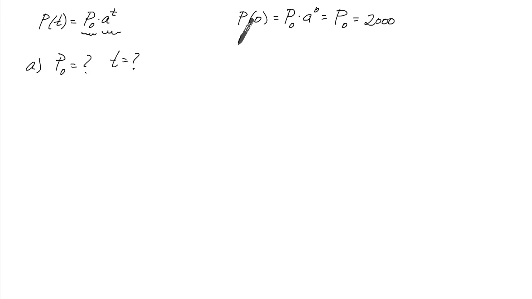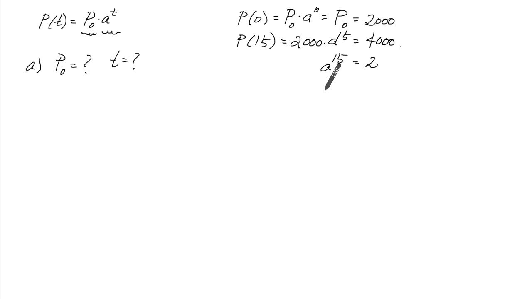And after 15 minutes, we're told that there are 4,000 algae. So that's going to be P0 times a to the power of t, and t should be 15 minutes. Using this equation, we can solve for a. Divide both sides by 2,000 to get a to the power of 15 is equal to 2. Take the ln of both sides.